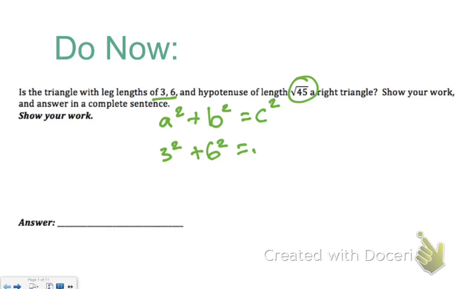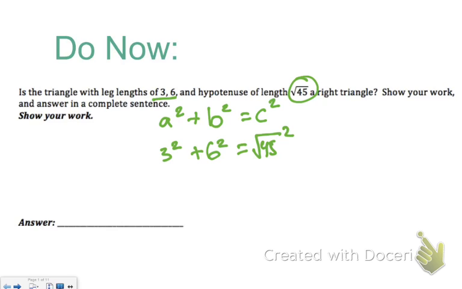So our hypotenuse is the square root of 45, and we are still squaring that term. Notice your exponent goes on the outside of the radical. The radical is just another way to say square root. It does not go on the inside. We're not squaring 45 and then taking its square root. We are squaring the square root of 45.